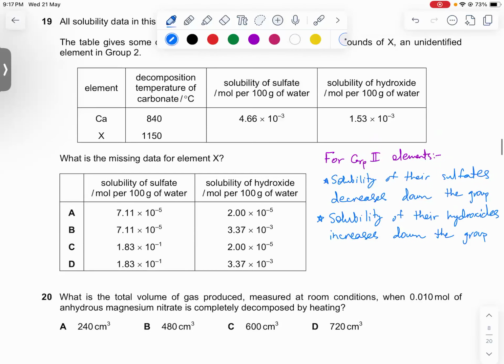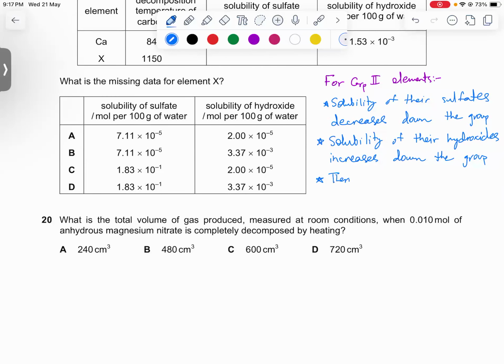All right, so that means X is obviously beneath calcium. Why do we know it is obviously beneath calcium? Because its carbonate has a higher stability. Thermal stability of carbonates increases down the group as well. I'll write that down as well. Thermal stability of carbonates increases down the group.